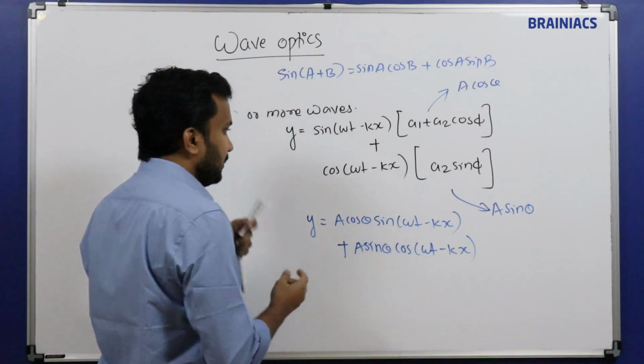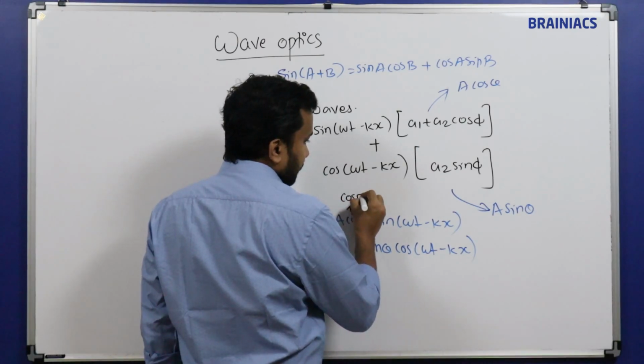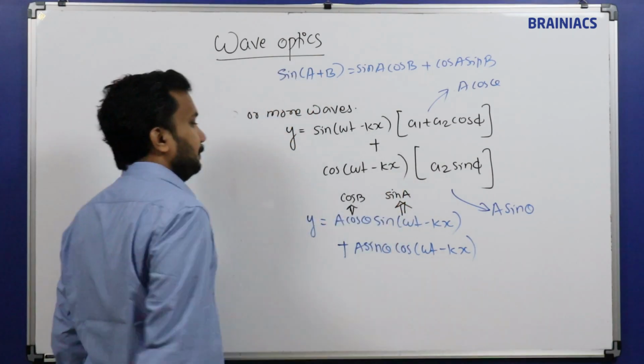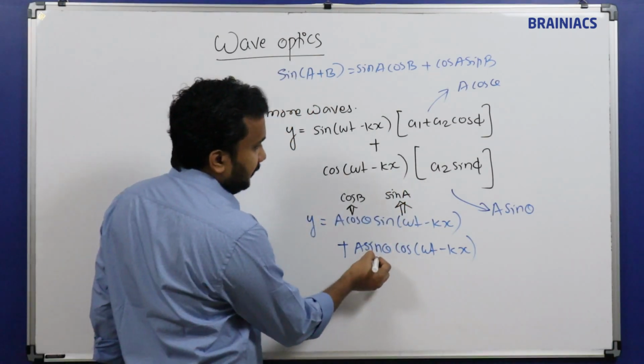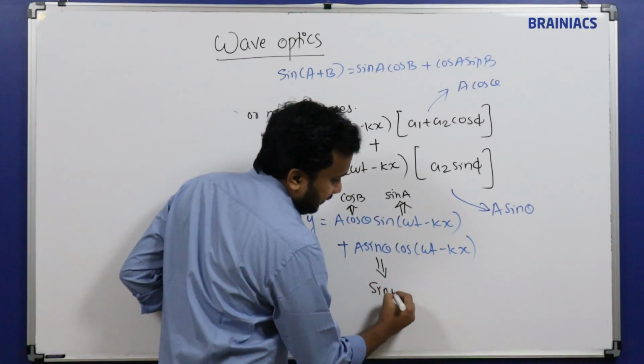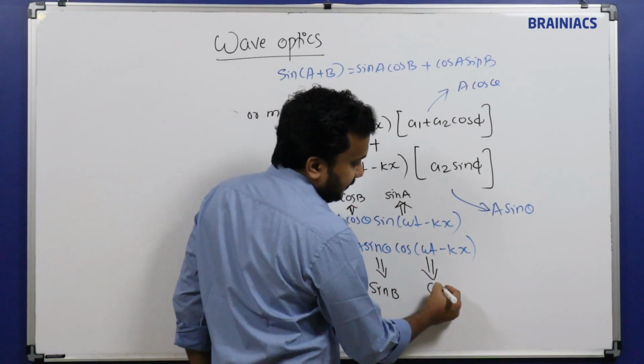You can consider these equations like this. See, I am writing this one: cos B, then sin A. Sin A cos B. Then this can be written as what is coming? Sin B. This is the B term, theta is the B term. Then what we can write it as cos A.